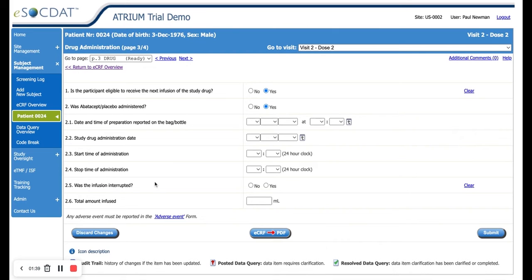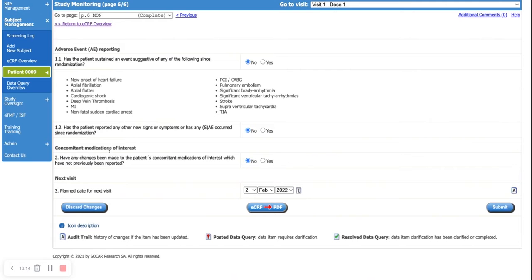If any adverse events occur during the second infusion, you can click on the adverse event form hyperlink below. You will then follow up and respond to if any changes have been made to the patient's medications of interest, which have not already been reported here in the EDC. Please make sure to review the participant's chart for any updated medications of interest. You will then enter the planned date for the next visit.